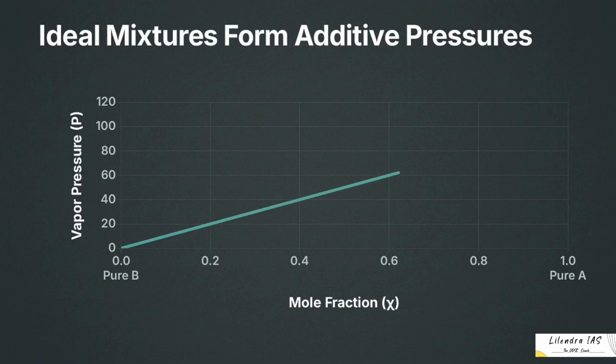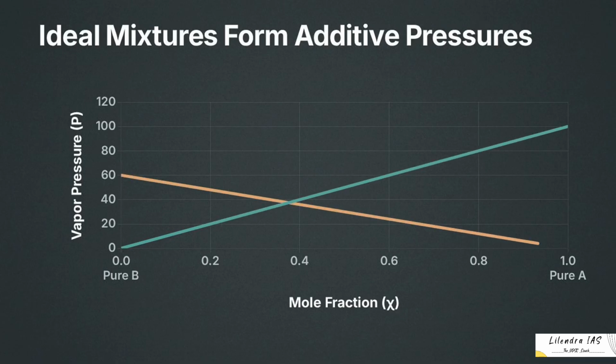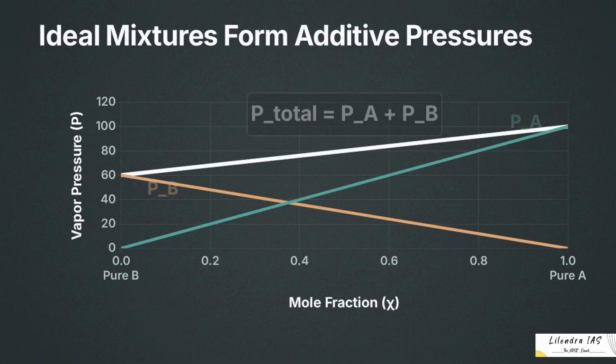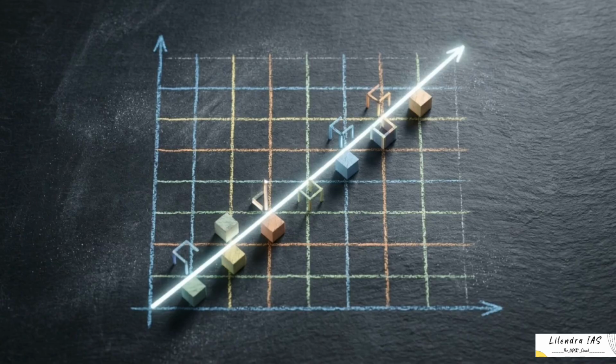The pressure of our first liquid rises in a perfectly straight, linear line as its concentration increases. When plotted mathematically, the expected total pressure of the mixture forms a straight line directly connecting their peaks. It is a perfect additive sum. Any chemical mixture that perfectly follows this straight line math at all possible concentrations is defined as an ideal solution.